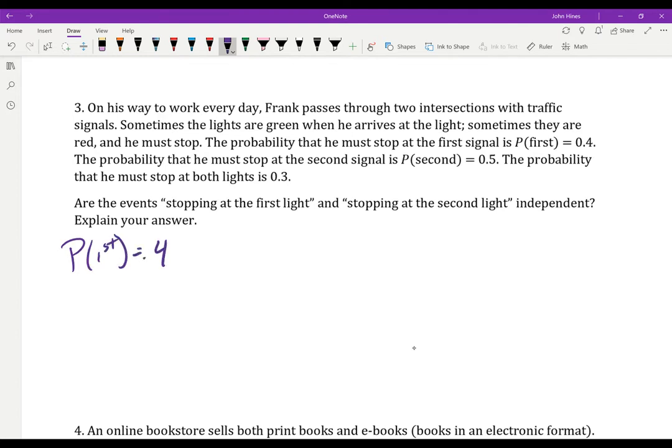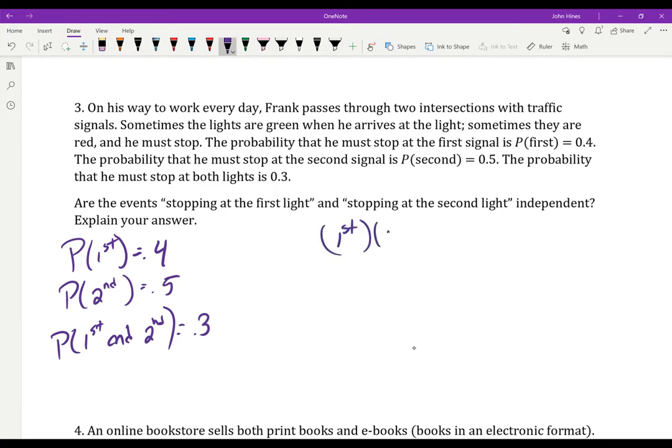The probability he stops at the second is 0.5. The probability he stops at both, so first and second, is 30%. Are these events independent? So there's two ways to go about this. You could do A given B, just like we did before, or watch what I'm going to do. First times second. I'm going to multiply those two events together. 0.4 times 0.5 gives me 0.20.